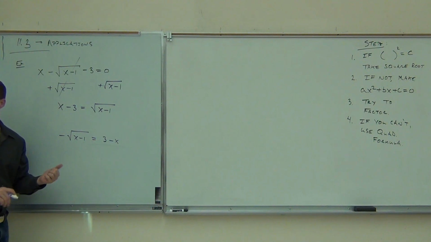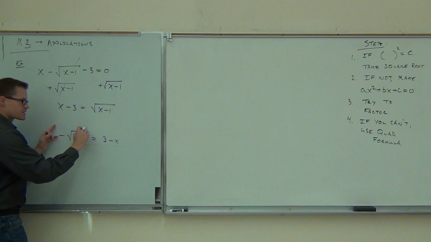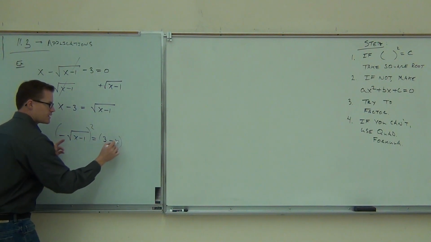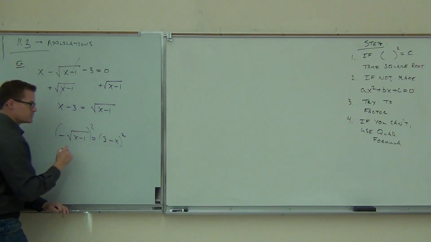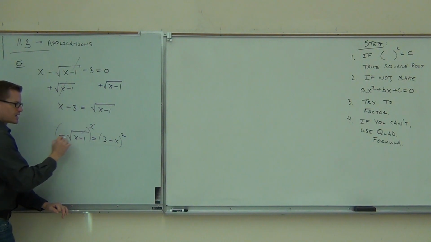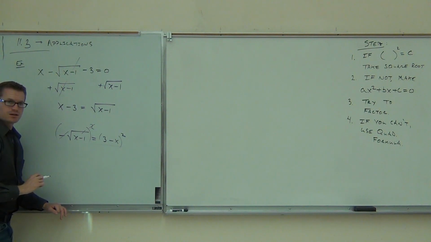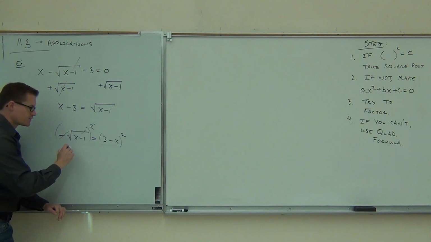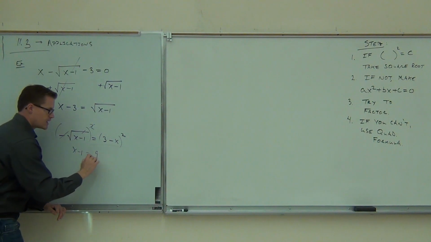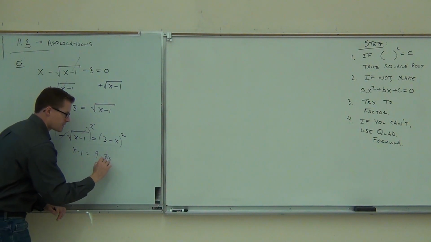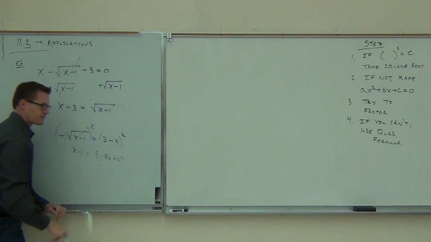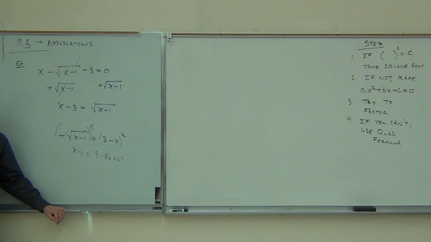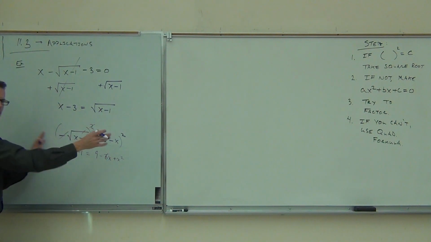Yes, no? The only thing you got to be careful of is if you square this side, and you square this side, which is what we're about to do, this square also takes care of that negative. Do you see it? Because you're squaring something, it's going to become positive. This becomes x minus 1 equals 9 minus 6x plus x squared. That's what you'd have in this case. So far, so good? So if you did it this way, no problem.